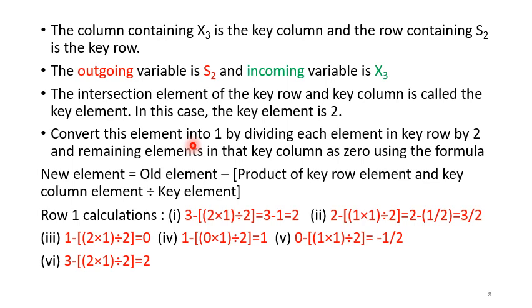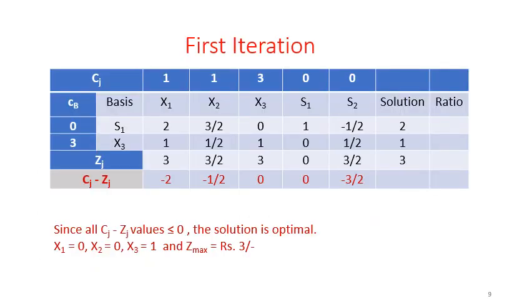For a key row there is no problem, divide all elements by the pivot element, whereas for the other rows you have to use this particular formula: new element is equal to old element minus the product of the key row element and the key column element divided by the key element. So this is how your table will look now with the new values.